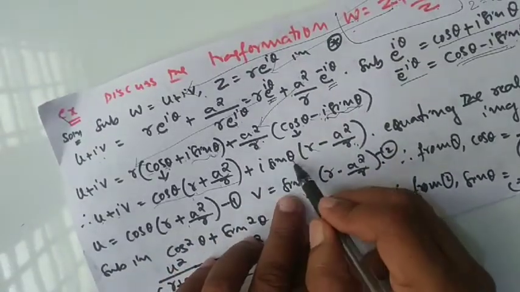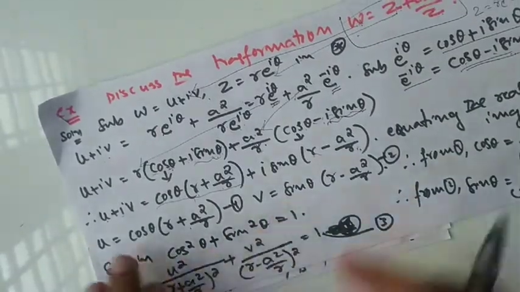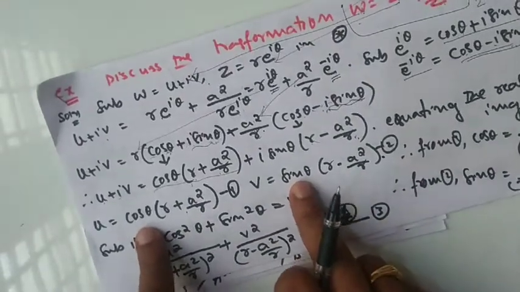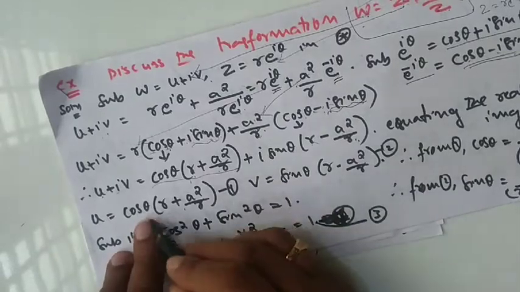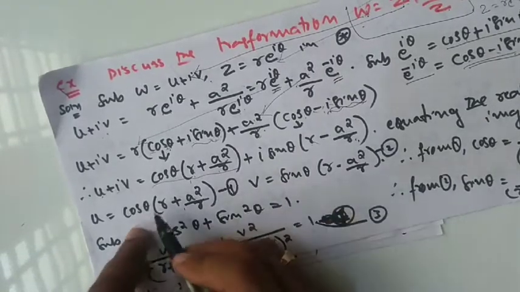Here, what is the coefficient of i? Sin theta into R minus A squared by R. Remember, whenever cos theta and sin theta come, we always use the property cos squared theta plus sin squared theta is equal to 1. So from equation 1, find the value of cos theta.